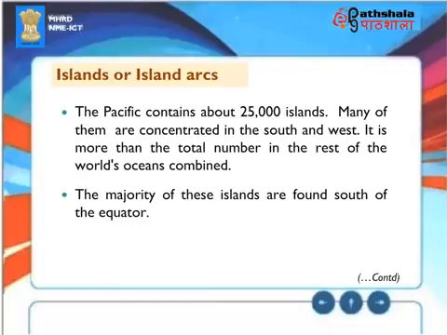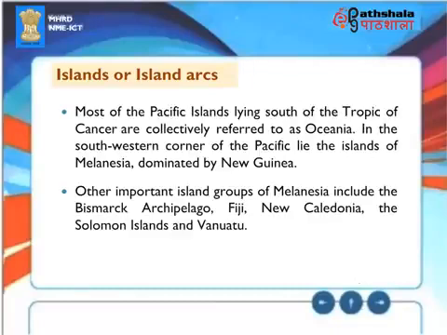Islands or island arcs. The Pacific contains about 25,000 islands. Many of them are concentrated in the south and west. It is more than the total number in the rest of the world's oceans combined. The majority of these islands are found south of the equator. Most of the Pacific islands lying south of the Tropic of Cancer are collectively referred to as Oceania. In the southwestern corner of the Pacific lie the islands of Melanesia, dominated by New Guinea. Other important island groups of Melanesia include the Bismarck Archipelago, Fiji, New Caledonia, the Solomon Islands, and Vanuatu.